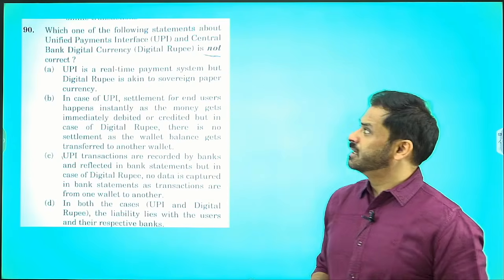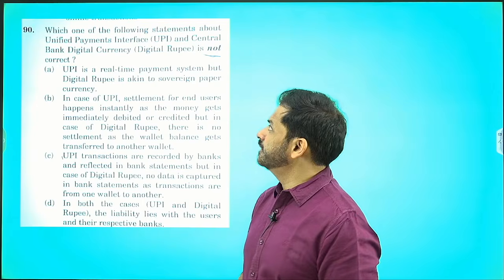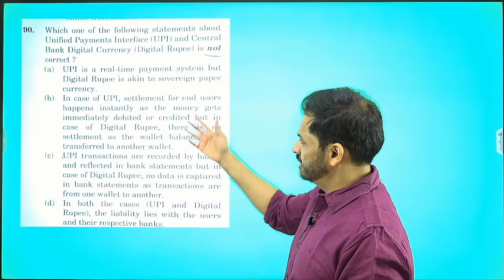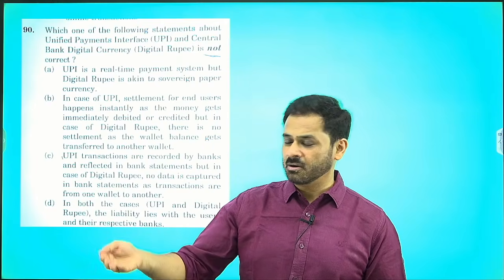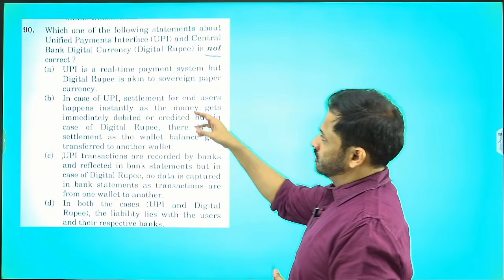Next one is question number 90. Which one of the following statements about Unified Payments Interface, UPI, and the digital rupee is correct? So what's the difference between digital rupee and this? Let's see the statements. UPI is a real-time payment system. Yes, it is a payment system, and settlement also happens in UPI, but digital rupee is a wallet system. So settlement doesn't happen. Already you have taken out some amount and kept it in your wallet in digital mode, and then you can keep spending from there. So no settlement is happening, because if you transfer the digital currency to someone else's account, it gets transferred from one wallet to the other. So the first statement is correct.